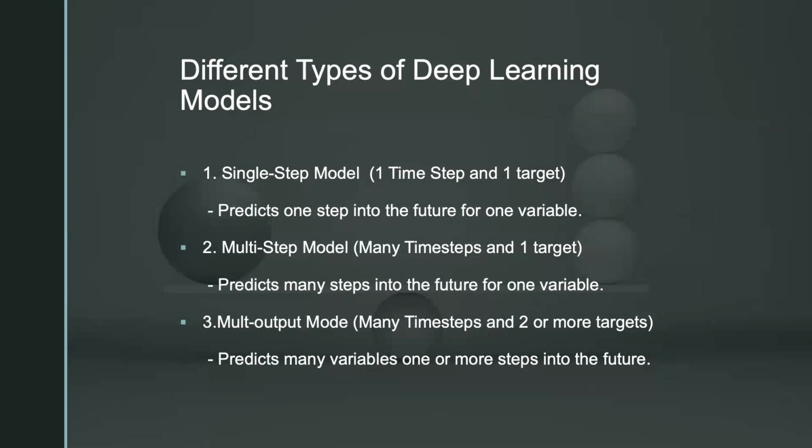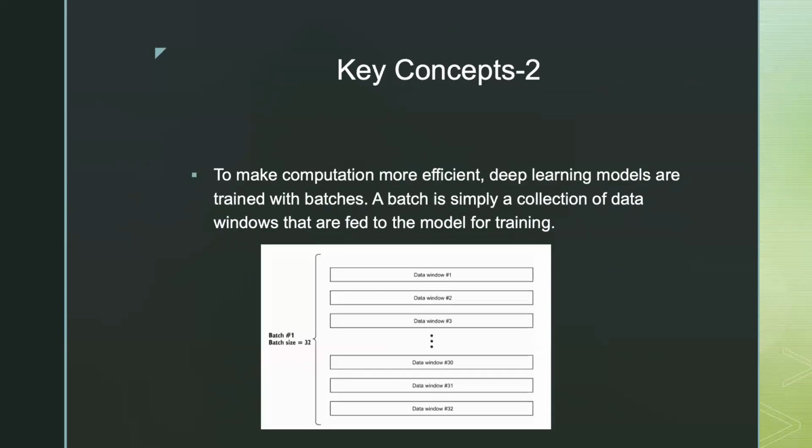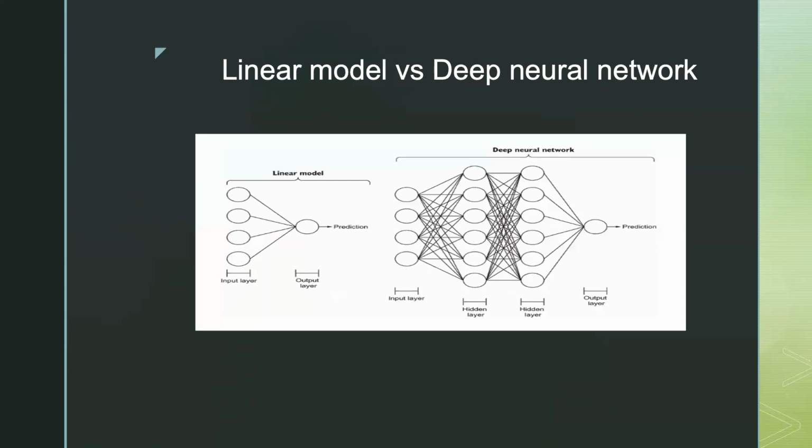Today, whatever I've done is based on model 3. It is called the multi-output model. At a very high level, this is the DNN model, okay? Deep neural network model, okay?